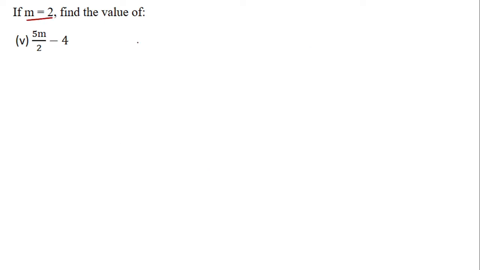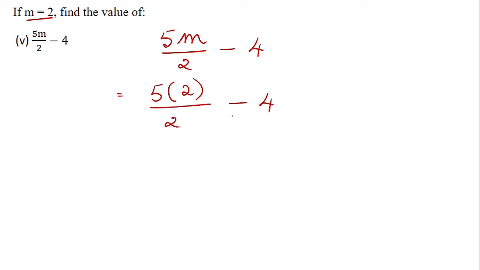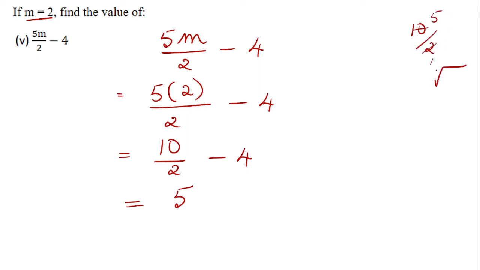M is equal to 2. Find the value of 5m divided by 2 minus 4. So that's equal to 5 into m is 2 divided by 2 minus 4. So 5 into 2 is 10 divided by 2 minus 4. So 10 divided by 2 is 5. 2 5s are 10, division. So 5 minus 4. So 5 minus 4 is 1.